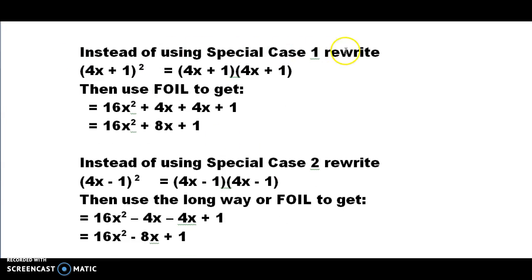So instead of using special case 1, we would write 4x plus 1, the quantity squared, as 4x plus 1 times 4x plus 1. We would use FOIL for the first 2 terms. 4x times 4x would be 16x squared. The outside gives us a positive 4x. The 2 closest together gives us a positive 4x. The last term here is a 1. The last term over here is a 1, so we have a positive 1 for the last term. Then we can combine the 2 inside terms here together, the inside and the outside, giving us a positive 8x.